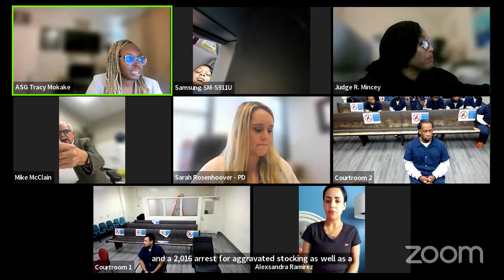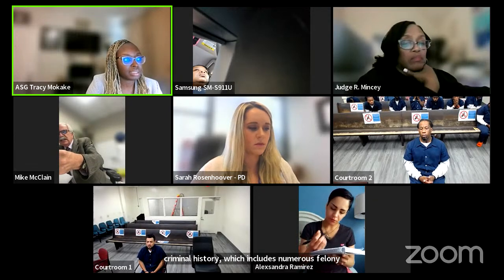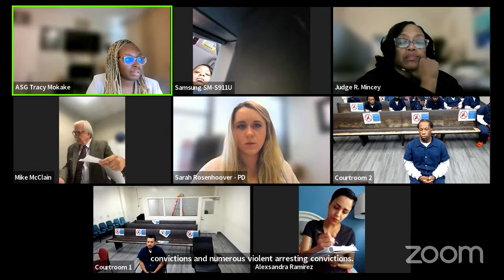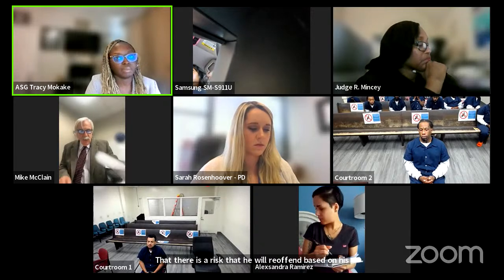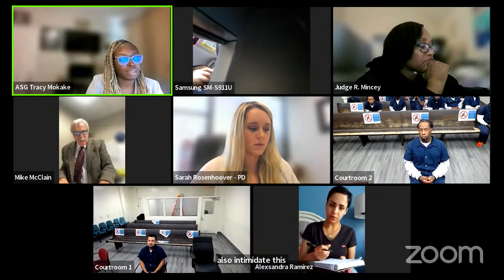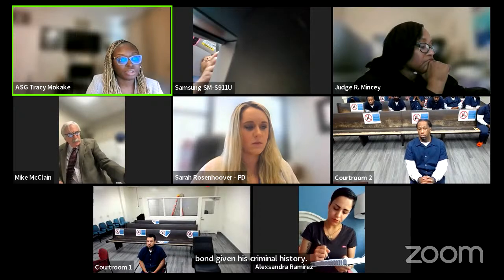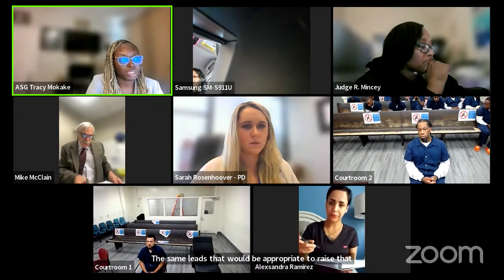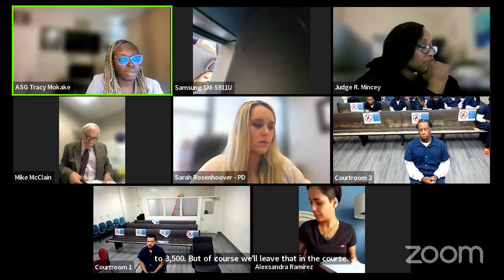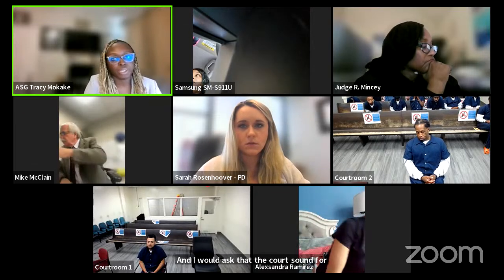The state's recommendation is going to be based on his criminal history, which includes numerous felony convictions and numerous violent arrests and convictions, that there is a risk that he will reoffend based on his 25 arrest cycles. There is a potential that he will also intimidate this witness. He currently has a $2,000 surety bond. Given his criminal history, the state believes it would be appropriate to raise that to $3,500, but of course we'll leave that in the court's discretion. No further contact with this victim, no drugs, weapons, or alcohol, anger awareness. And I would ask that the court sound for Miss DeWandria Pearson.